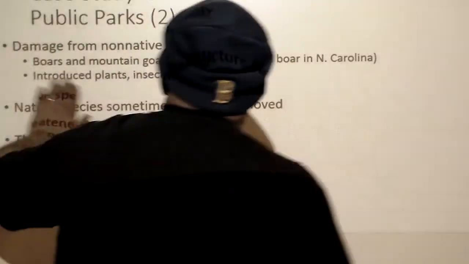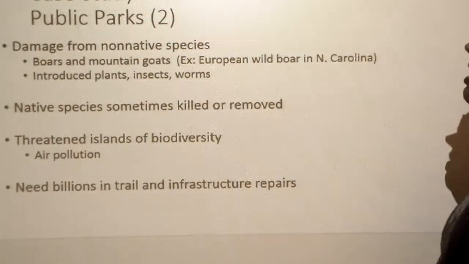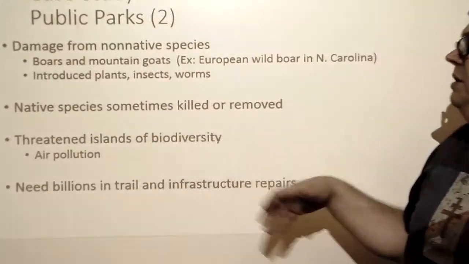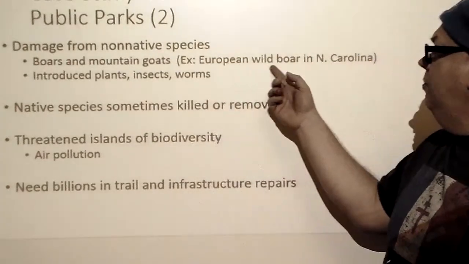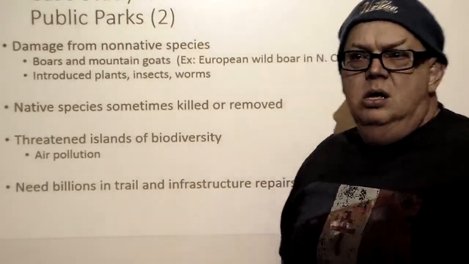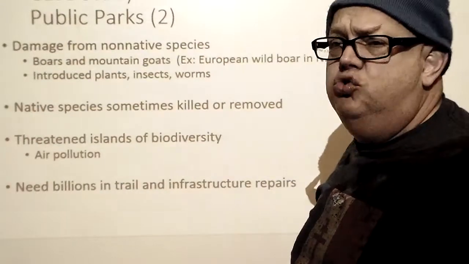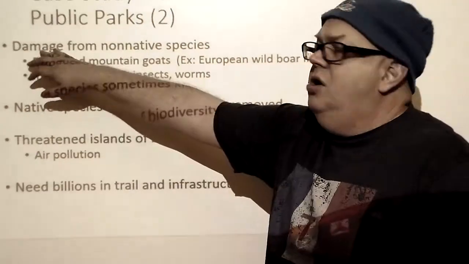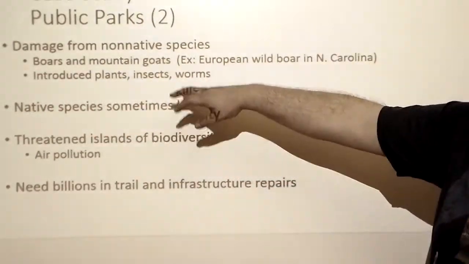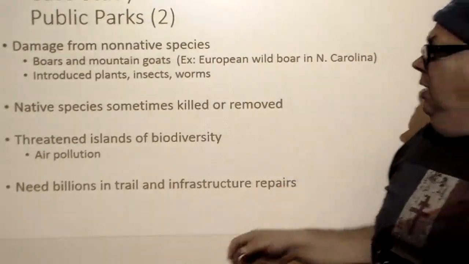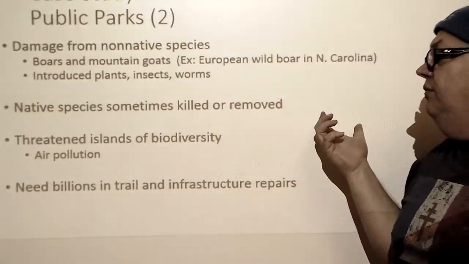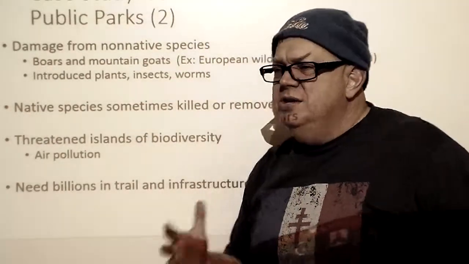Now, part of it also is that there are stresses on the U.S. public parks, because we're looking at damage from non-native species like boars and mountain goats. Now, we can talk about a specific example of the European wild boar in North Carolina, okay? They were introduced and wow, they were incredibly successful, okay? And that caused the problem, because that's causing damage. Introduced plants, insects, worms. And with the native species, the impact, sometimes they are killed or removed out of there. Okay, so that's a problem.